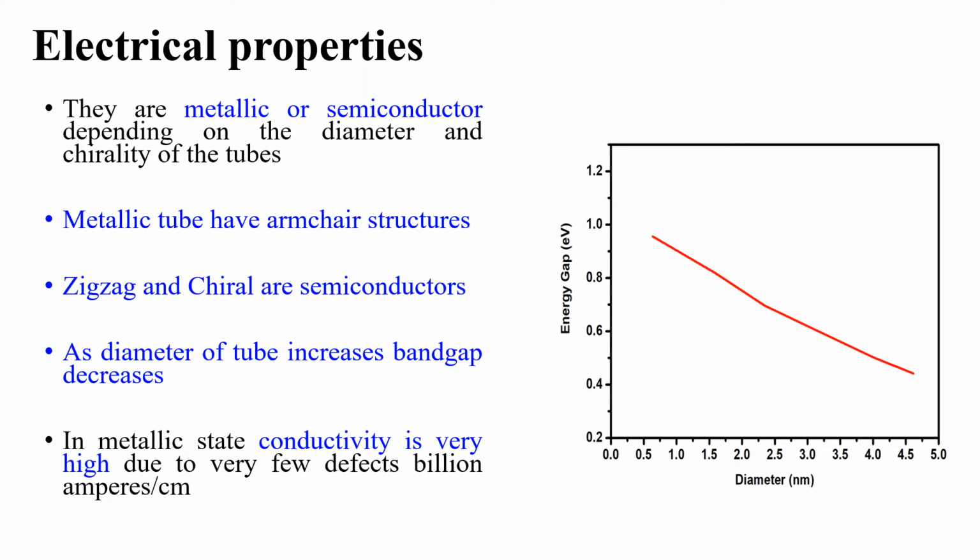Electrical properties. Carbon nanotubes may be metallic or semiconducting depending on the diameter and chirality of the tubes. Metallic tubes have armchair structure, whereas semiconductor tubes have zigzag or chiral structure. As diameter of tube increases, band gap decreases. In metallic state, conductivity of nanotube is very high and is of the order of billion ampere per centimeter squared, which is much higher when compared with the best metal conductor.